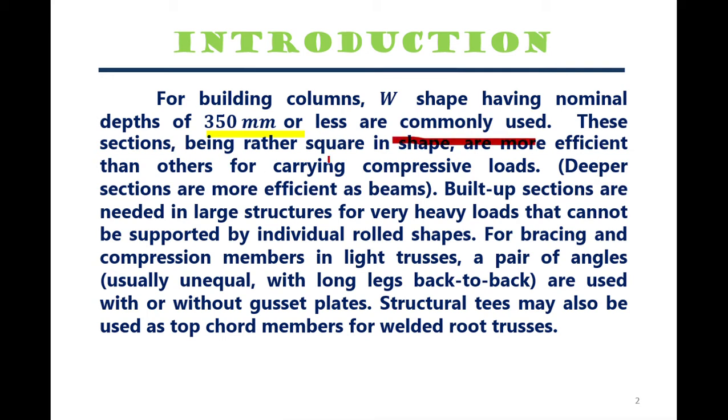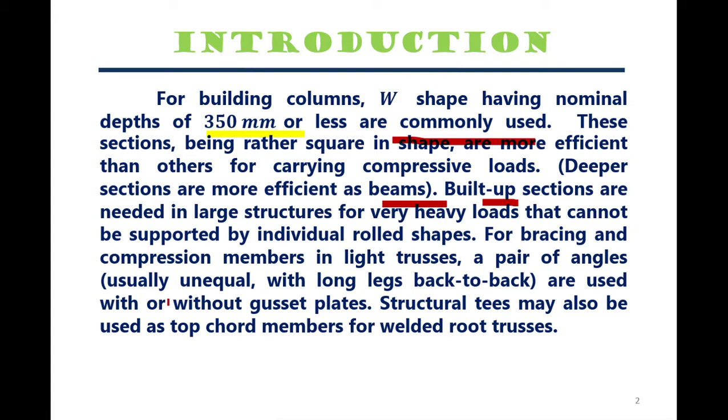So, this section being rather square in shape is more efficient than others in carrying compressive loads. Deeper sections are more efficient as beams. We have built-up sections that are needed in large structures for very heavy loads that cannot be supported by individual rolled shapes. Rolled shapes are used for bracing and compression members in light trusses.